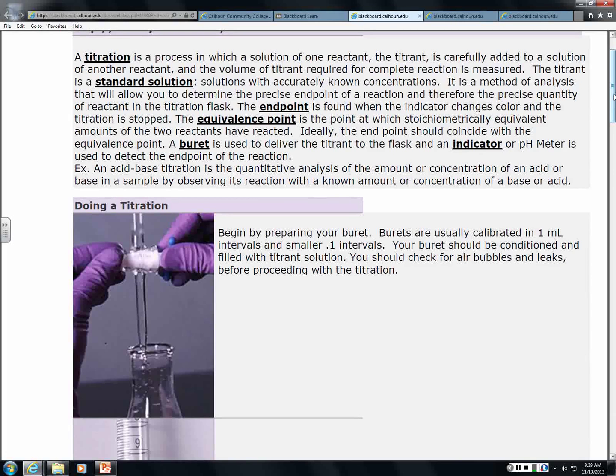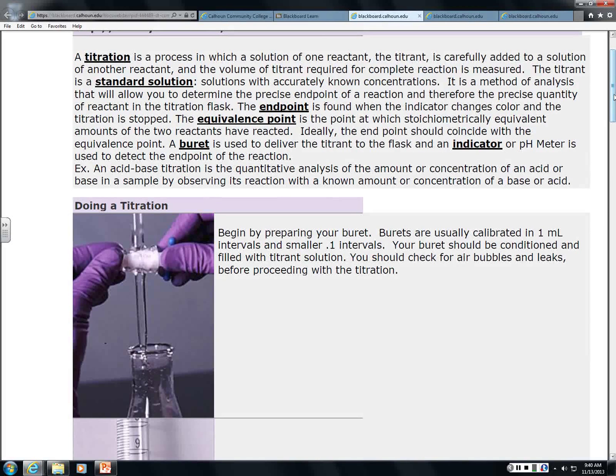Okay, your endpoint ideally should be the same as your equivalence point. Equivalence means that you have the same moles of acid and base to neutralize the acid and the base. Your endpoint is when it turned color, when you saw it hopefully be that light pink and go to colorless. Your equivalence point means they should have equivalent moles, should also be the same.